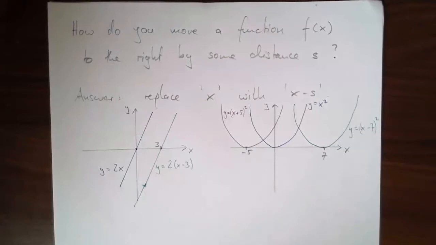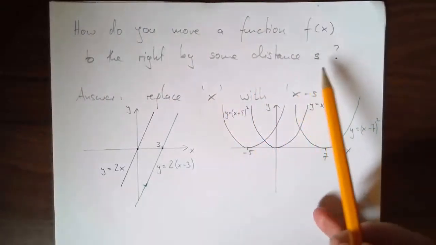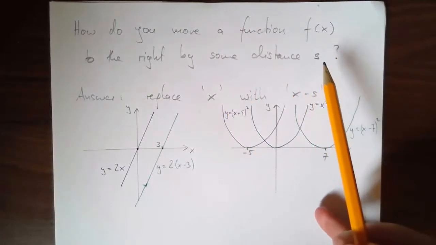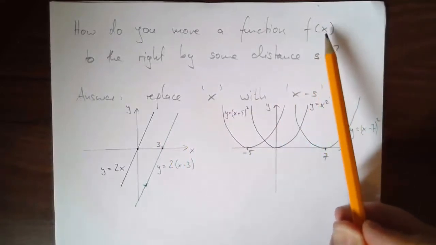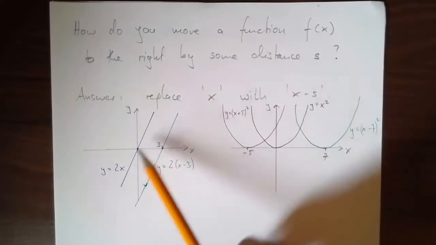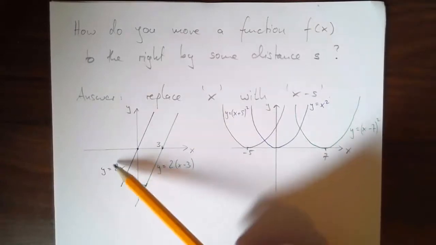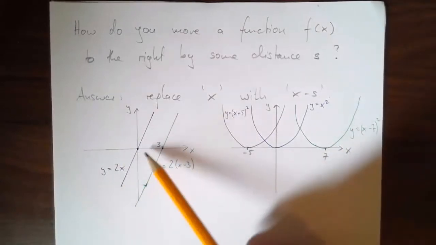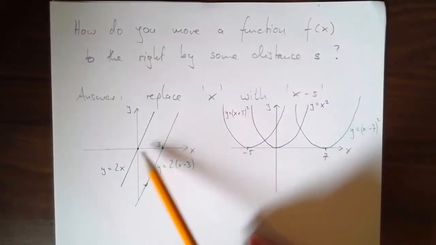So hopefully you know how to shift a function left or right. But here's the answer. Suppose I want to take my function and shift it to the right by some distance s. How do I do that? What I do is I take every occurrence of x in the function and replace it by x minus s. Here's some examples. Imagine my function is the blue one, y equals 2x. This is my f of x. It's 2x. I want to shift it to the right by 3 units.